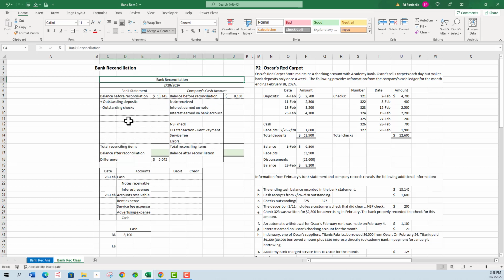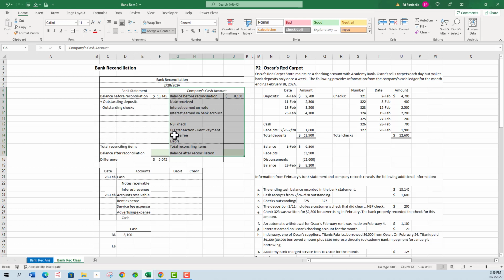That difference needs to be explained, and that explanation is done through a bank reconciliation. So what we do at this point is begin by creating a template for the bank reconciliation. The left side of the template includes the bank statement balance and all adjustments needed to get to a final or reconciled cash amount. The typical adjustments needed on the bank side include deposits outstanding, checks outstanding, and errors. The right side of the template includes the company's cash account ledger balance and all adjustments needed to get a final or reconciled cash balance.